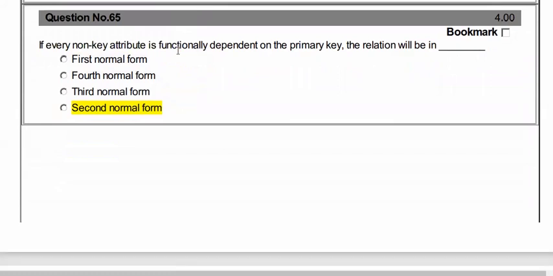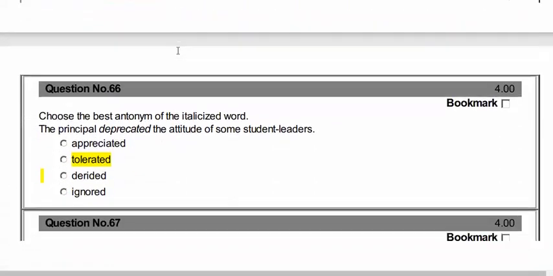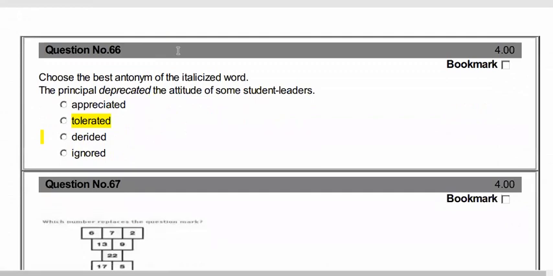If every non-key attribute is functionally dependent on the primary key, the relation will be in dash. Option B is right, second normal form. Choose the best antonym of the italicized word. The principal deprecated the attitude of some student leaders. Option B is right, tolerated.